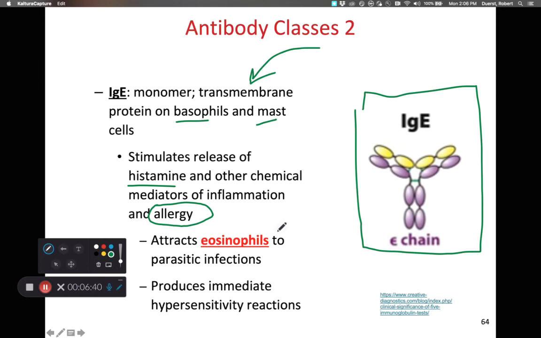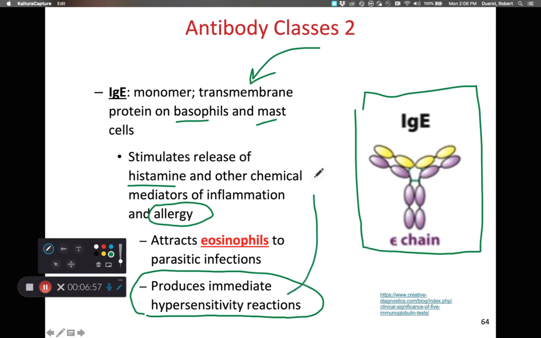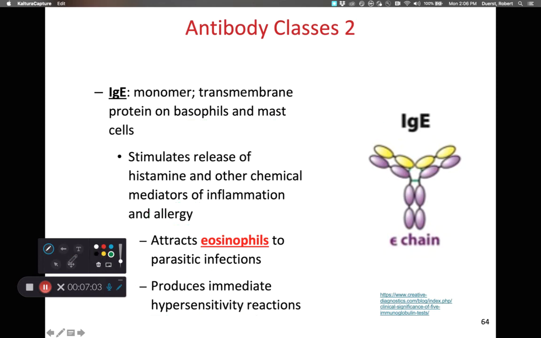Immunoglobulin E also attracts eosinophils to the site of parasitic infections and is responsible for immediate hypersensitivity reactions. So those very rapid, sudden, and dangerous allergic reactions can be blamed on, and are in part due to, immunoglobulin E.